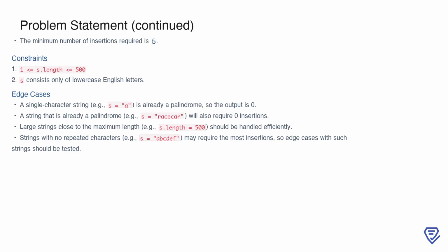This brings us to the constraints of the problem. The string length is between 1 and 500, so our solution must be efficient even for large inputs. Edge cases include single character strings, which are already palindromes and require 0 insertions, or strings that are already palindromes like Recursion, which also need no changes. On the other hand, strings with no repeated characters, such as ABCDEF, may require the most insertions. Testing these edge cases will ensure the robustness of our approach.